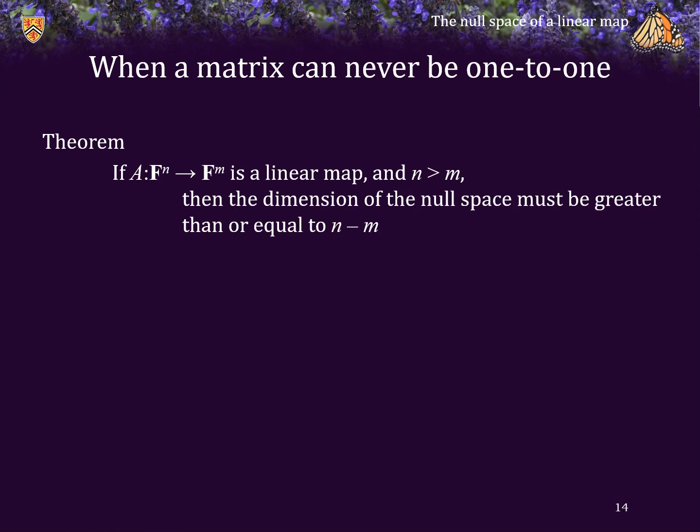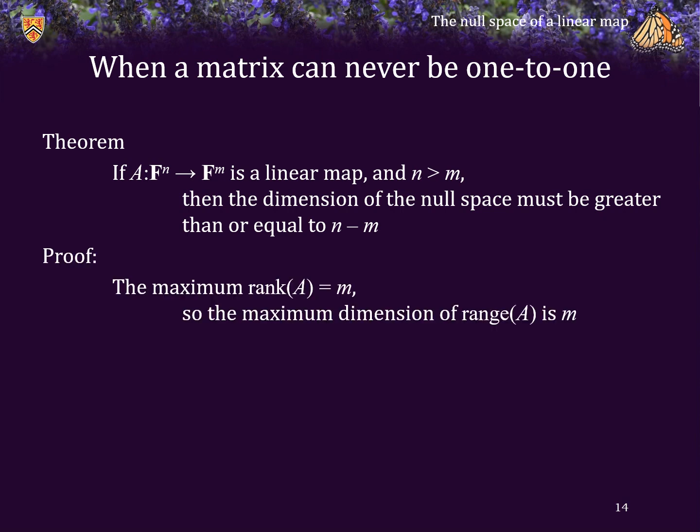Also, if A mapping F^n to F^m is a linear map and n is greater than m, then the dimension of the null space must be greater than or equal to n minus m. In other words, the null space must be greater than just the zero vector.